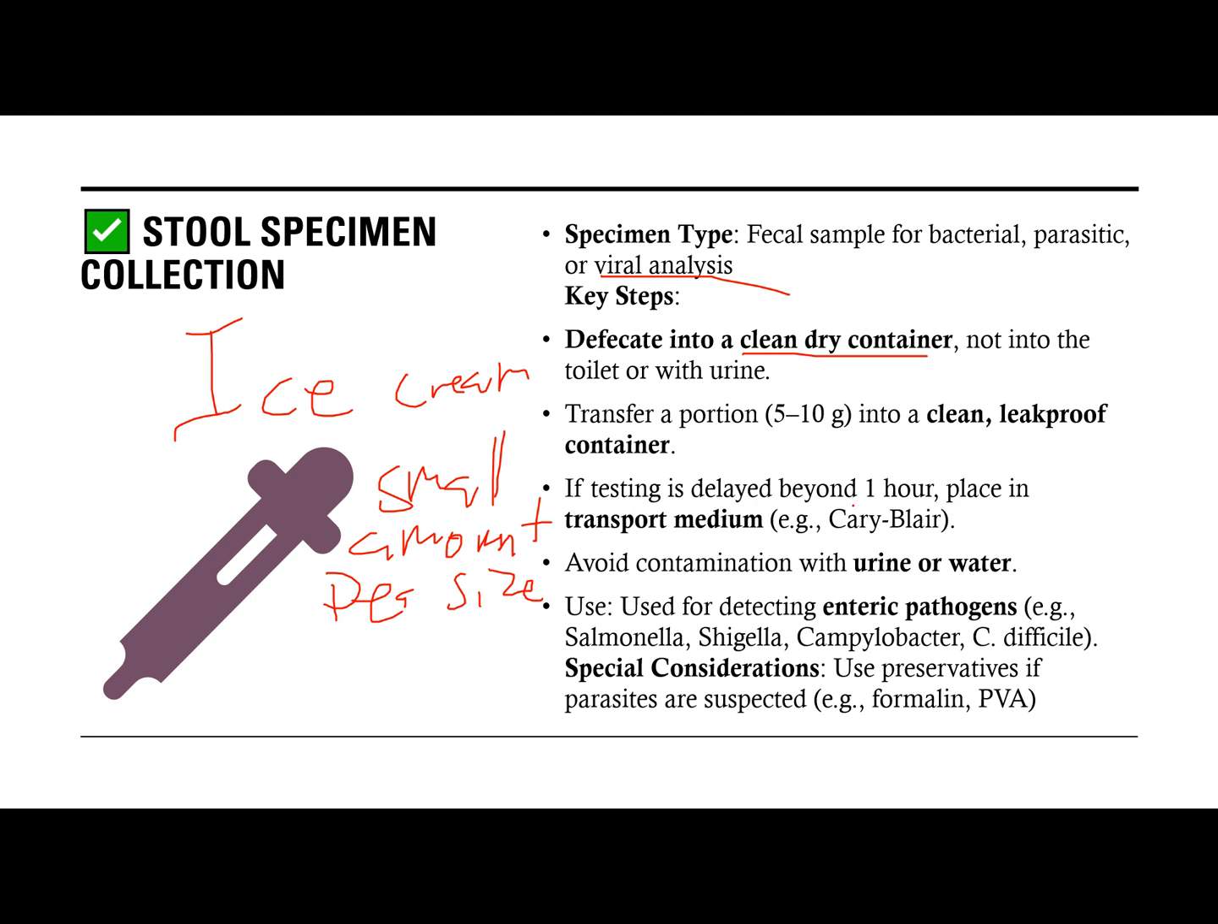Then if testing is delayed beyond 1 hour, place in a transport medium such as your Cary-Blair. Avoid contamination with urine or water. So i-reject nyo. You have to reject stool that have been scooped out of the toilet. Bawal yon because it is already contaminated with water from the toilet or urine from the toilet. Used for detecting enteric pathogens, class, such as your Salmonella, Shigella, Campylobacter, Clostridium difficile. Use preservatives, class, if parasites are suspected, such as your formalin and your PVA.